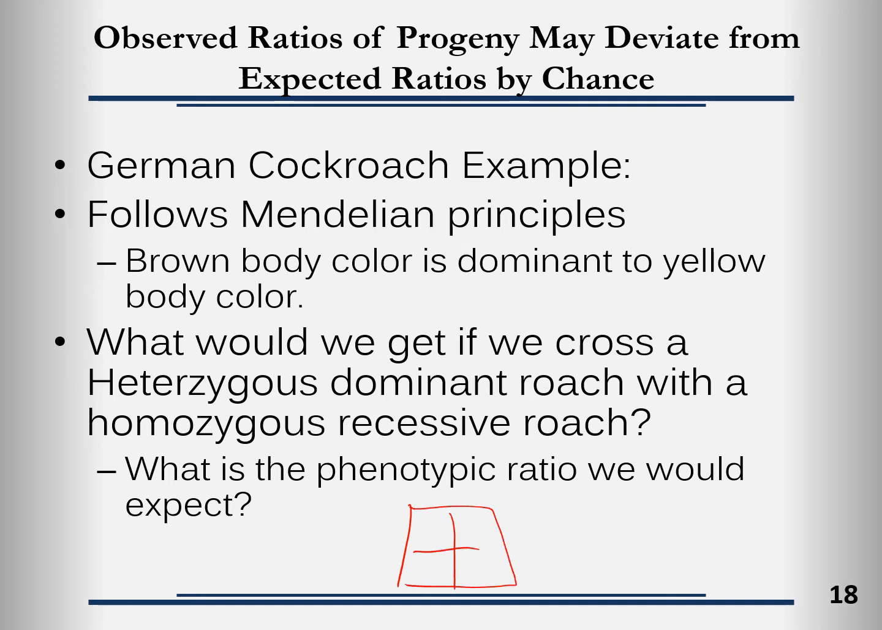I have a heterozygous and a homozygous. So what I expect is a 1-to-1 ratio of brown to yellow. That's what Mendel says should happen, assuming that the law of segregation and the law of independent assortment are true. That's what the previous scientist has reported in the literature. So if I do this experiment, I should expect for every 1 brown roach, a yellow roach.